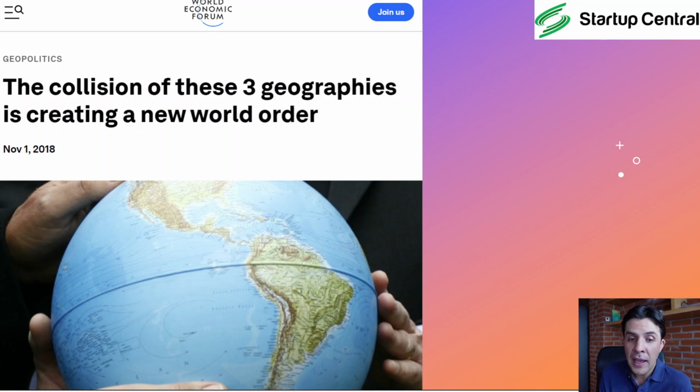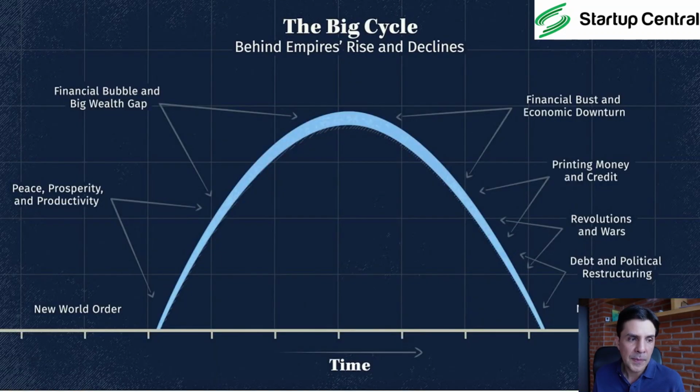This is not new. It's just that the term new world order is kind of mixed into conspiracy theories. But the World Economic Forum, which represents some of the countries in the West, is already predicting this.